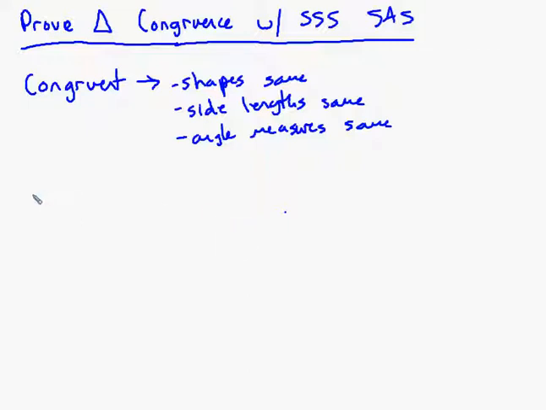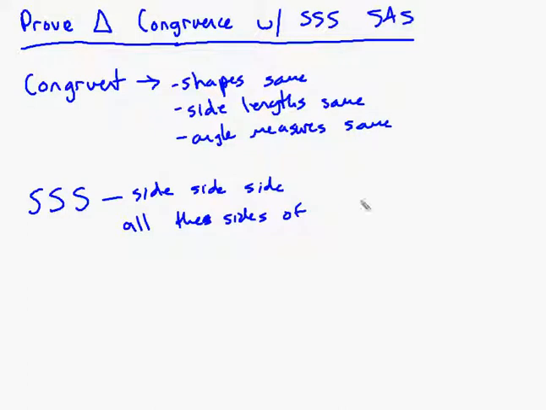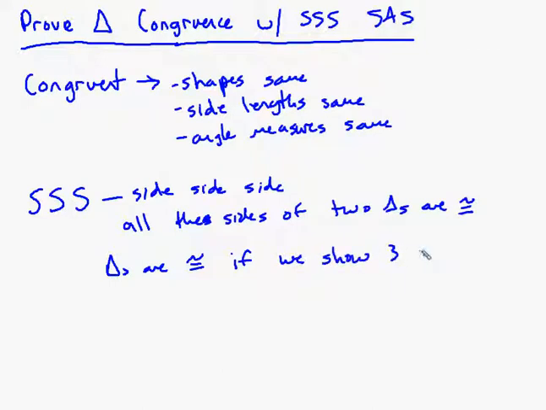Okay, so what is side, side, side? Now we're going to talk specifically about triangles. Side, side, side. That's what that means. Meaning, all the sides of two triangles are congruent. So if we have side, side, side, we would say our triangles are congruent if we can show three sides congruent.